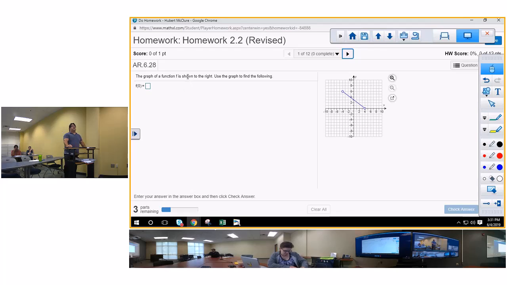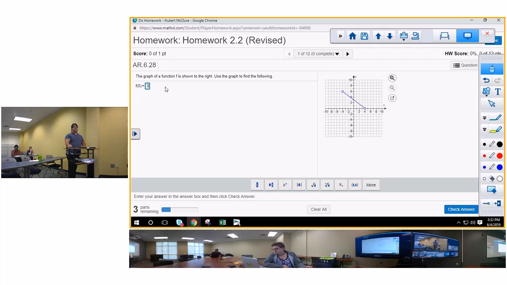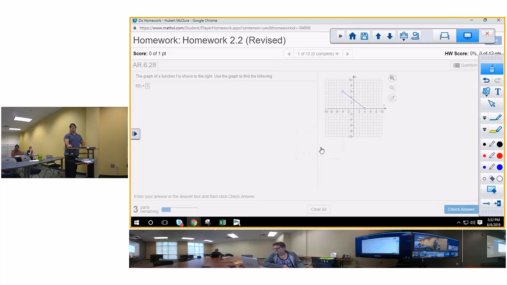The graph of a function is shown to the right. Use the graph to find the following. f of 0. Somebody tell me, is this an algebraic composition or is it a limit? Algebraic. Again, that's the difference between algebra and limits. The algebra is boom, there it is. So f of 0 is what? 3? And you feel good about yourself.